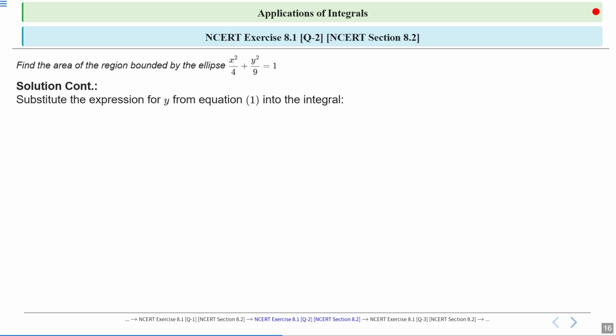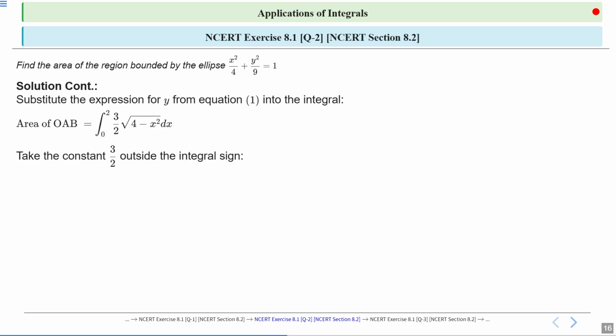Substitute the expression for y from equation 1 into the integral. So area of OAB is integral 0 to 2 of 3 by 2 root under 4 minus x square dx. Take the constant 3 by 2 outside the integral sign. So area of OAB is 3 by 2 integral 0 to 2 root under 4 minus x square dx. And that is a standard integral formula. We know how to calculate this integral.